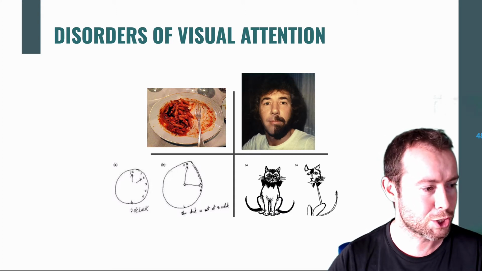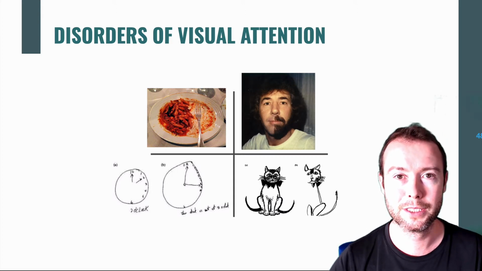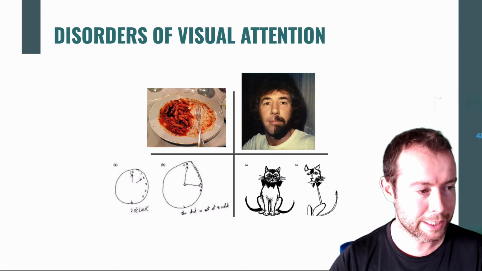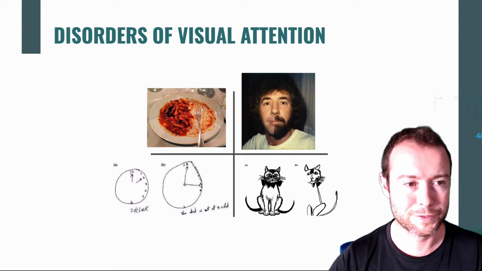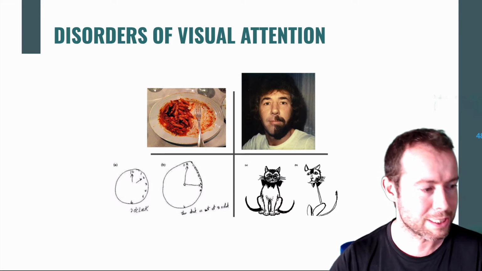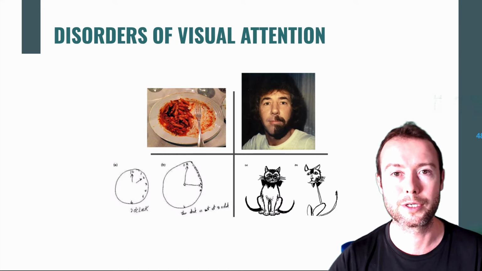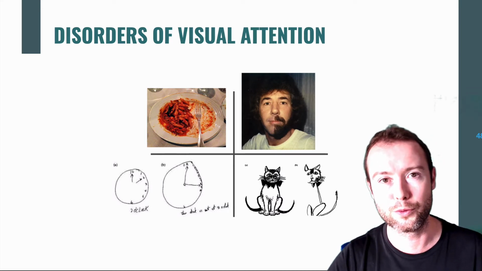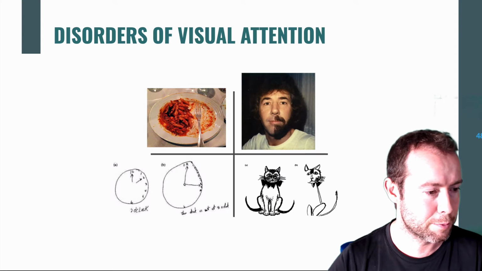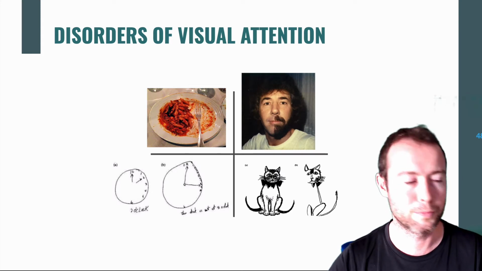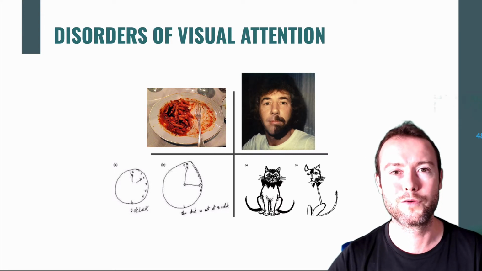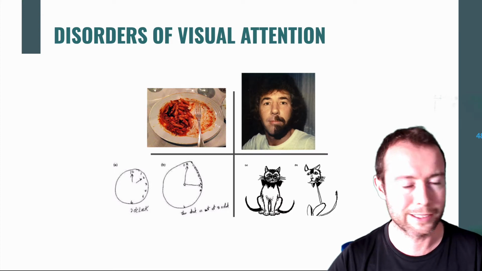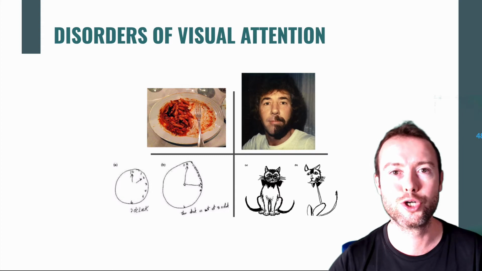On the top left here we have a patient that has obviously neglected the left half of their dinner. There's another patient in the top right who has only shaved half of his face. In the bottom left we see somebody attempting to draw a clock, and they've left out all of the numbers on the left-hand side. In the bottom right, somebody is making a copy of a cat.